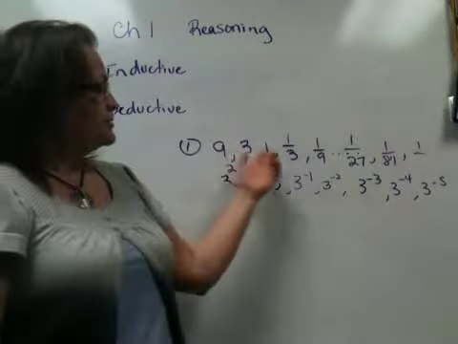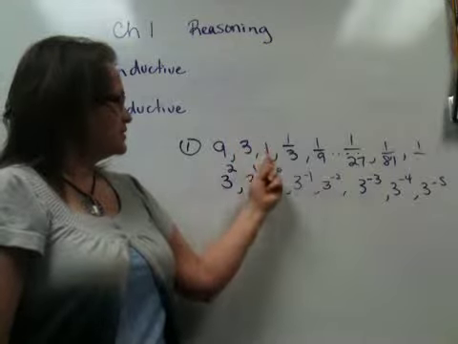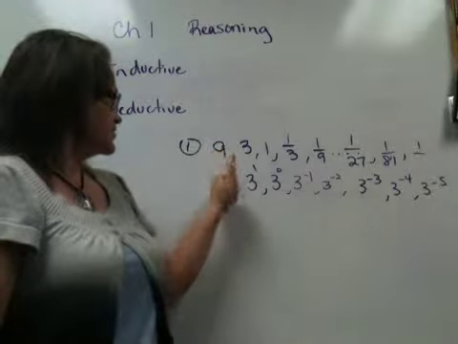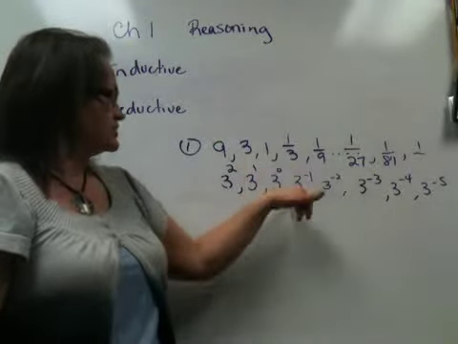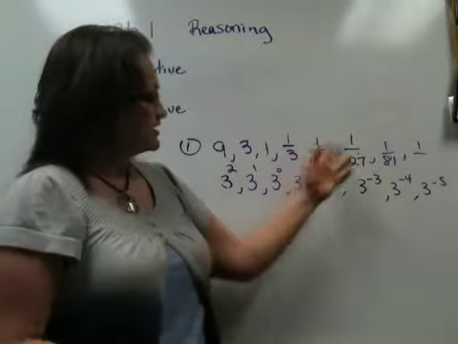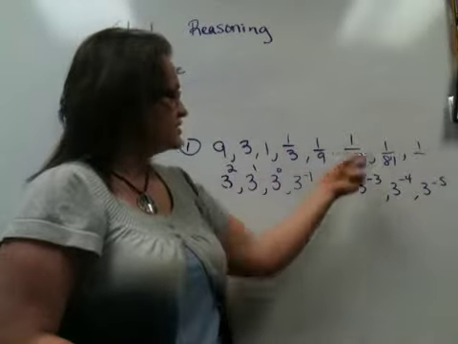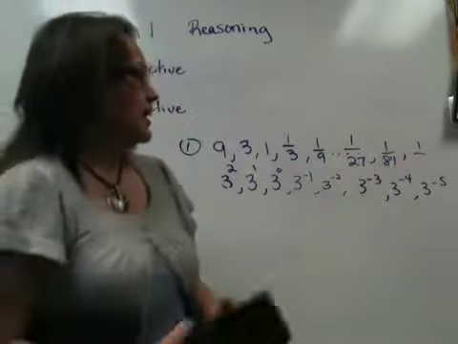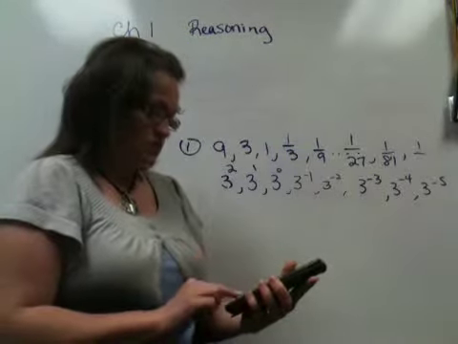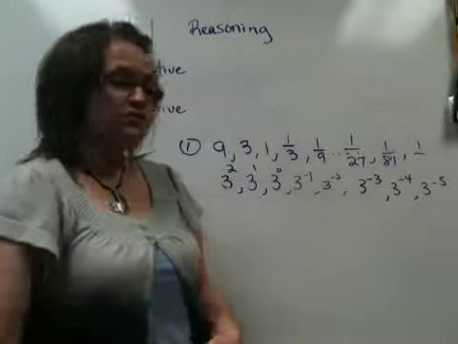So it looks like we're dividing by 3 each time. 9 divided by 3 is 3, 3 divided by 3 is 1, 1 divided by 3, and so on. Another way to think of it is this is 3 to the second, 3 to the first, 3 to 0, so the exponent's going downhill. So either way you could think of it, I would predict the next number would be 1/27th, then 1/81, and then 1/243.